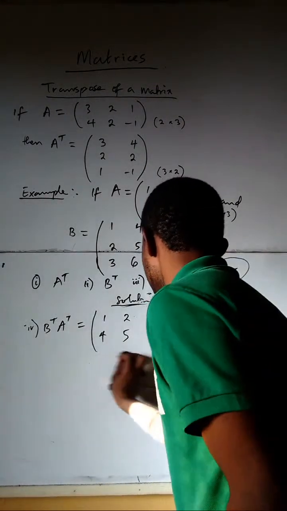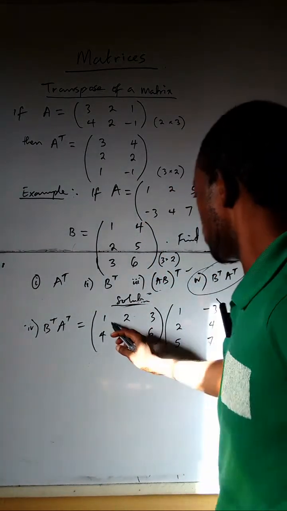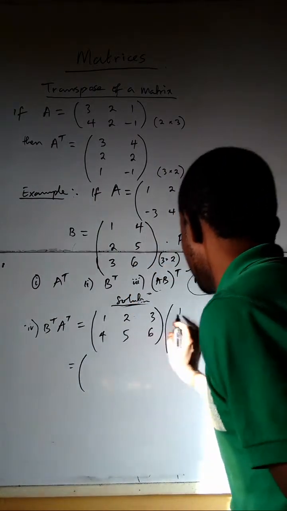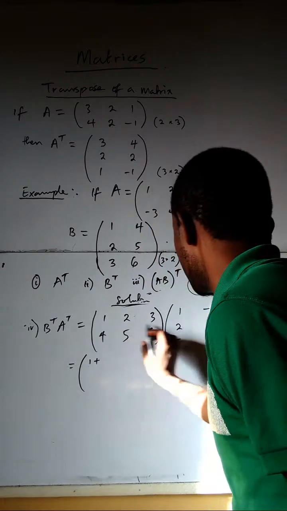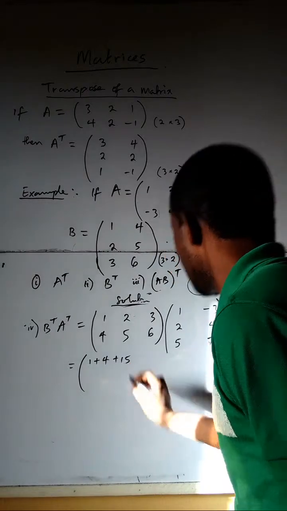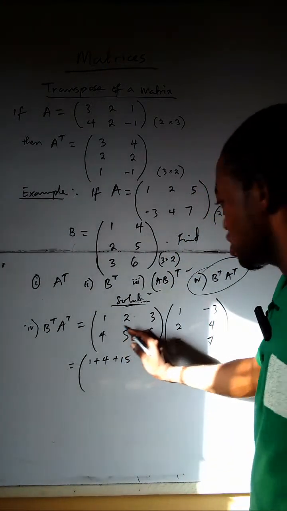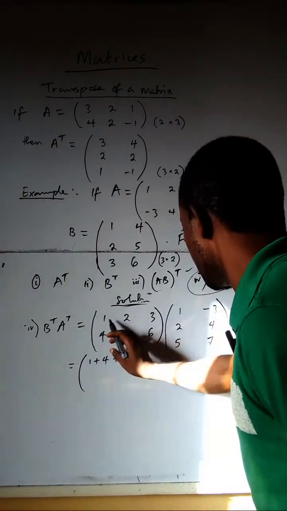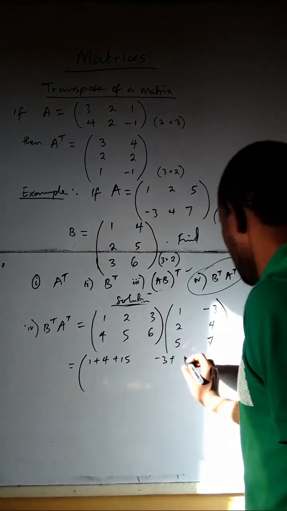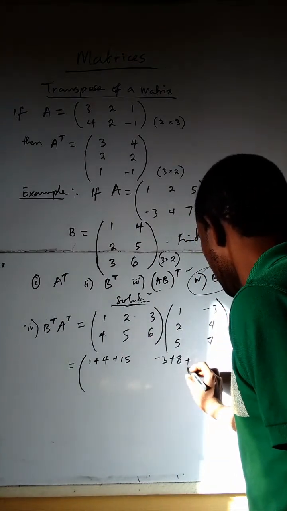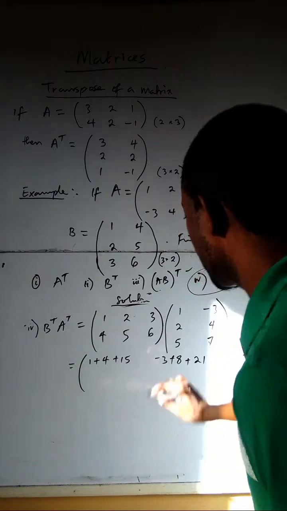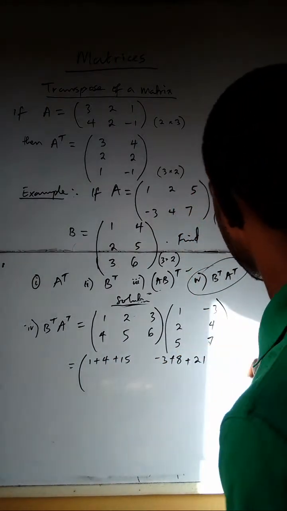That is, when we multiply now, the first row will take care of these two columns, such that here we have 1 times 1, that's 1, plus 2 times 2, that's 4, then plus 3 times 5, that's 15. Then we leave a space. We use this same row for this column. That's 1 times minus 3, that's minus 3, then plus 2 times 4, that's 8, plus 3 times 7, that's 21.